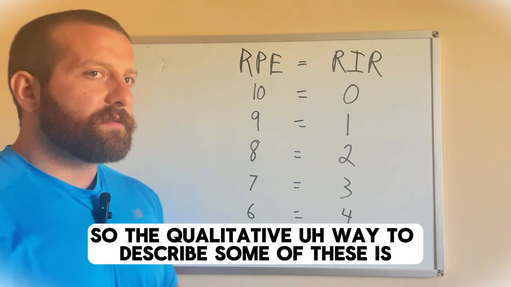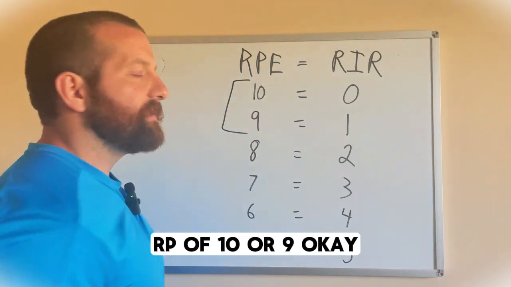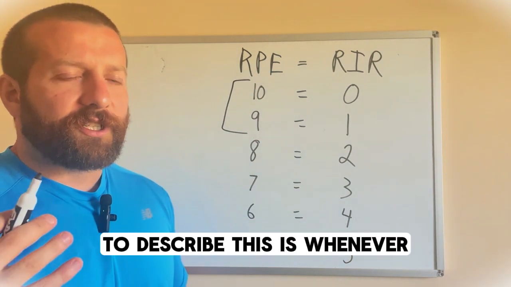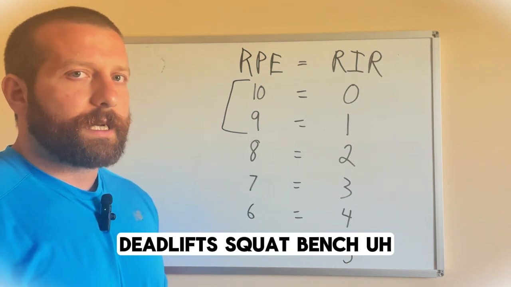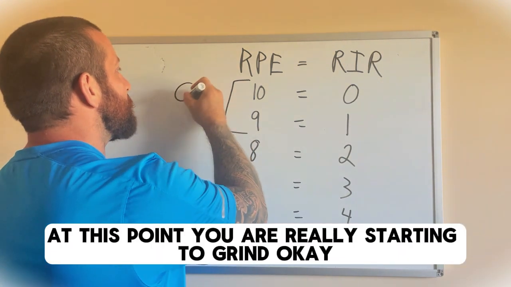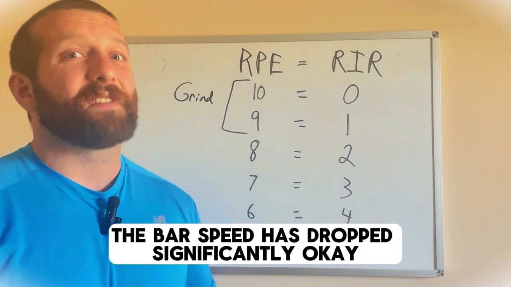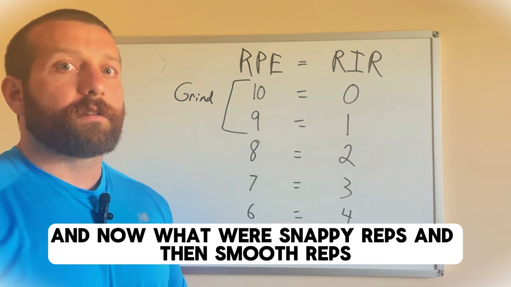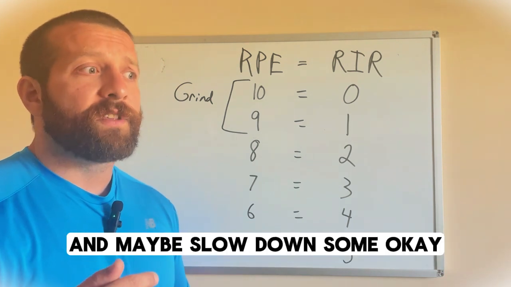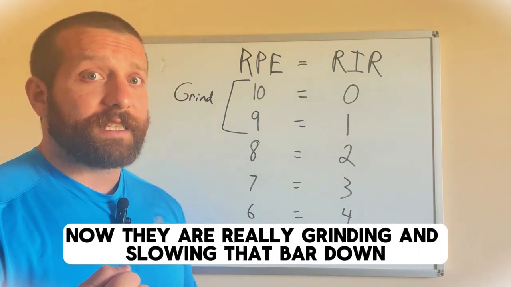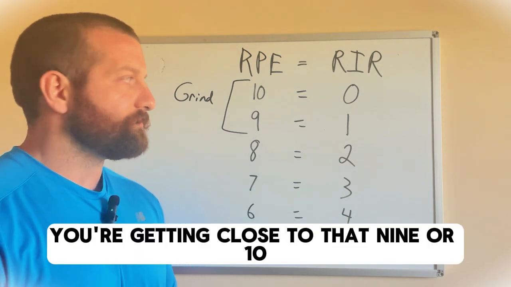So the qualitative way to describe some of these is I group these first two together, RPE of 10 or 9. To describe this: if you've seen a lot of lifts, deadlift, squat, bench, things like that, at this point you are really starting to grind. Okay, the bar speed has dropped significantly. Now what were snappy reps and then smooth reps, and maybe have slowed down some, now they are really grinding and slowing that bar down.